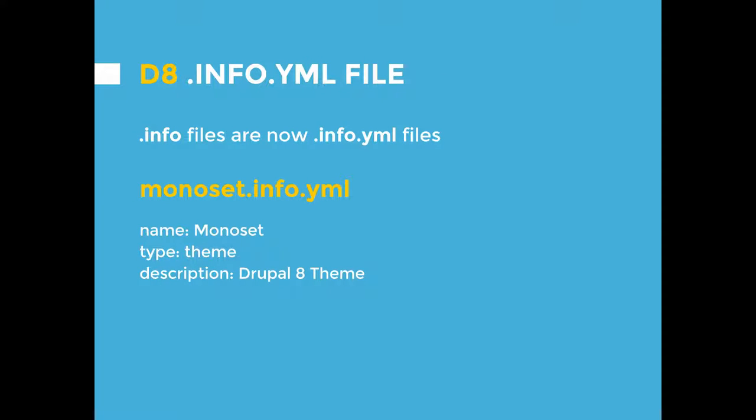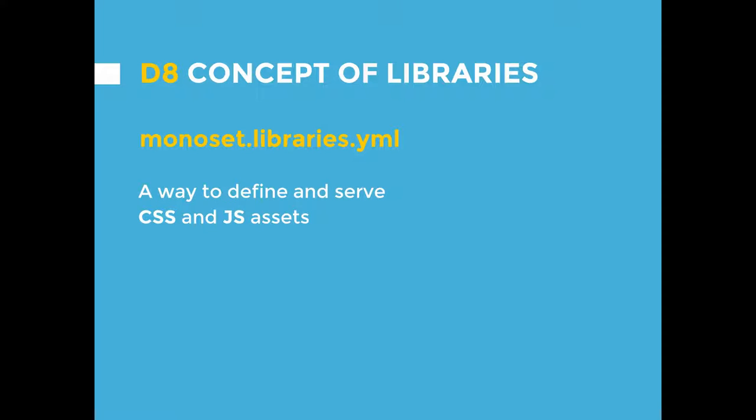So the info file is pretty straightforward. Again, you have to just be careful with the YAML format, like space sensitive stuff, but it's pretty basic. You just declare key value pairs and the name of the theme, type, description, all that stuff. The libraries is a new concept for Drupal 8, and it's basically a way for themers to integrate or declare their dependencies. I mean, in terms of their JS and CSS, adding their JS and CSS assets.